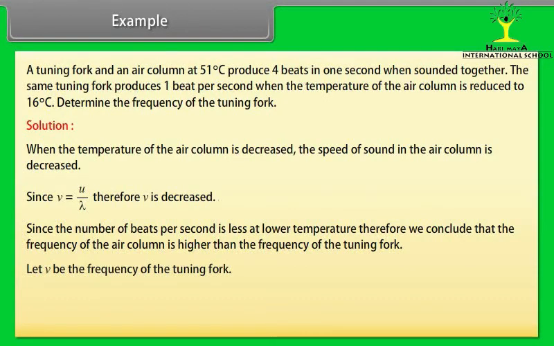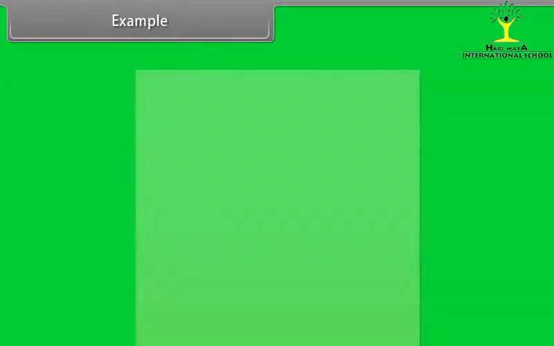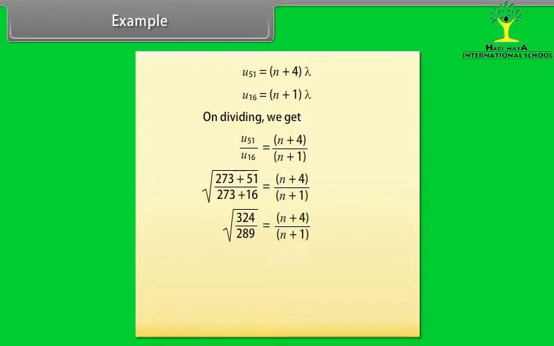Let N be the frequency of the tuning fork. Then at 51 degrees Celsius, the frequency of the air column is N plus 4. At 16 degrees Celsius, the frequency of the air column is N plus 1. On calculating the given values, we get the frequency of the tuning fork is equal to 50 Hz.